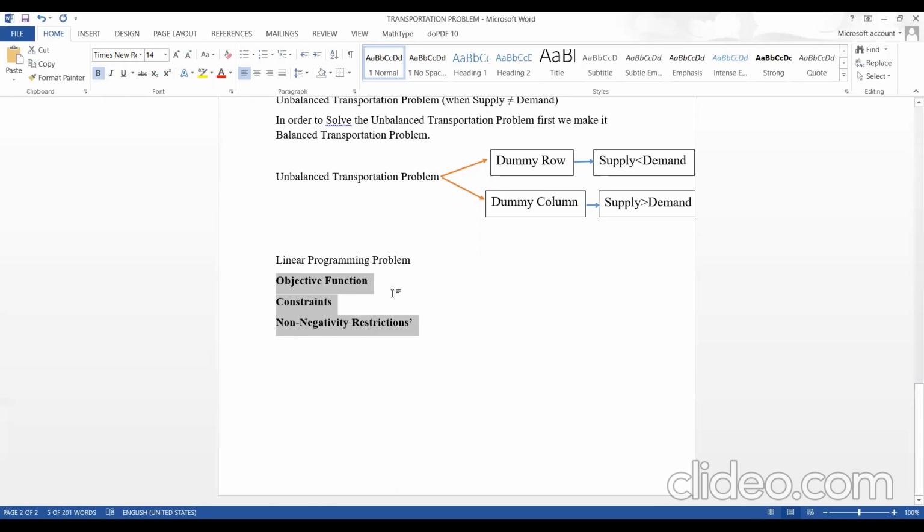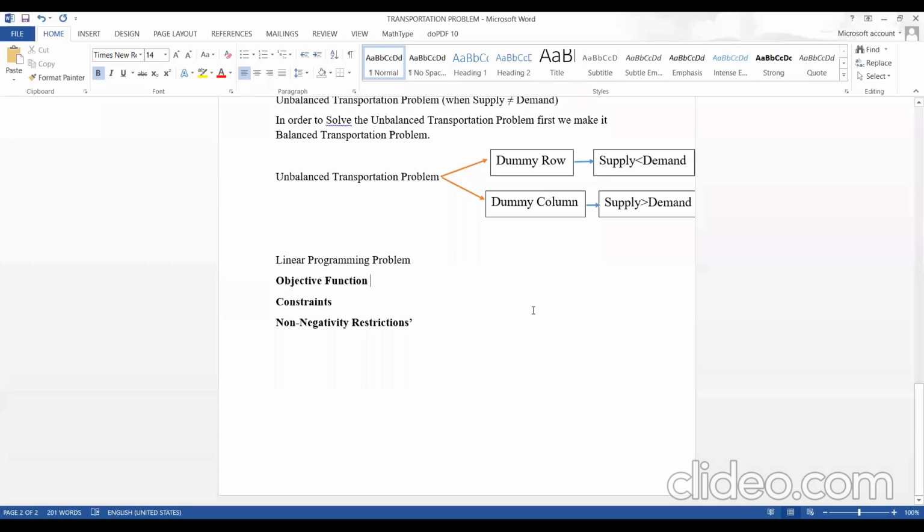So first, the objective function. Whenever you formulate your linear programming problem, obviously the problem is either a maximization problem or a minimization problem, is it not? In the last class also I have discussed something about this. Now see, I am telling you a very simple example.